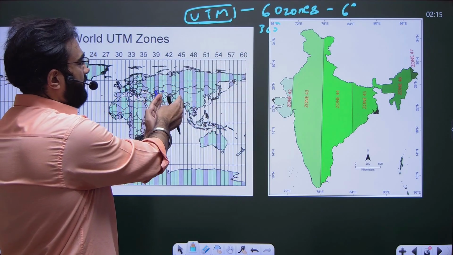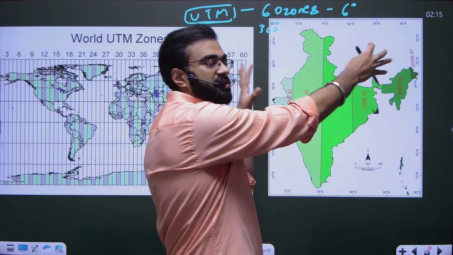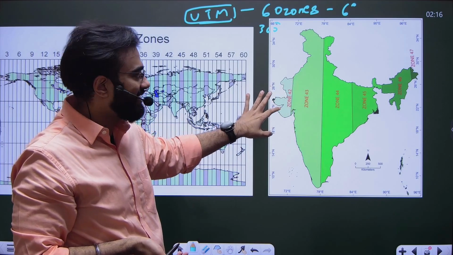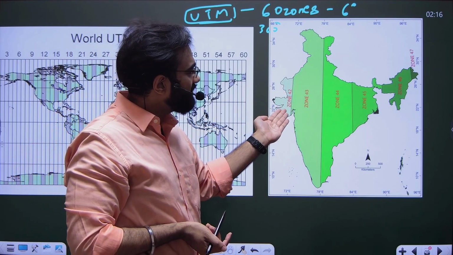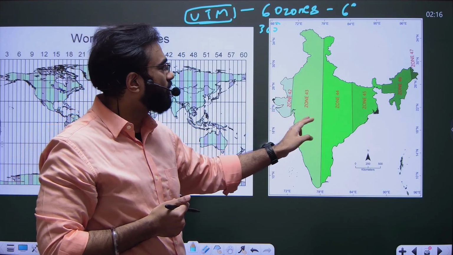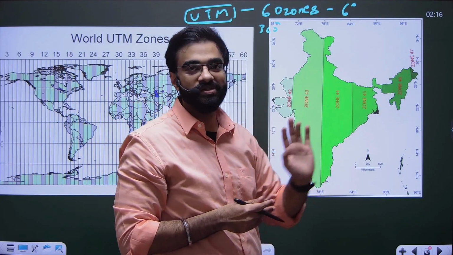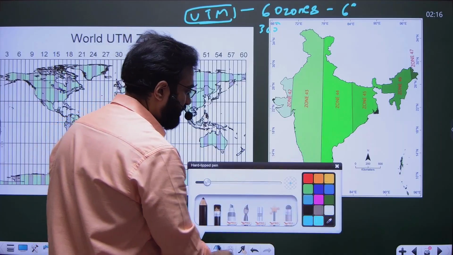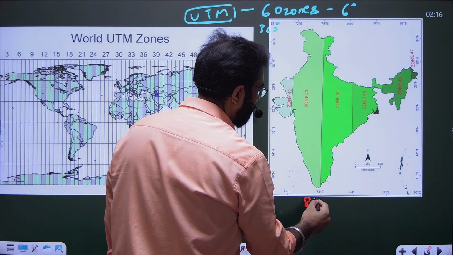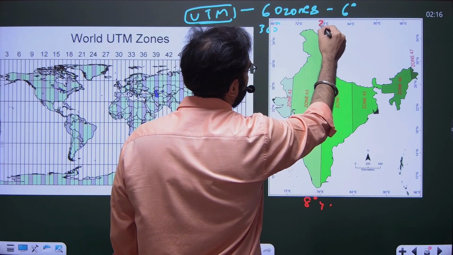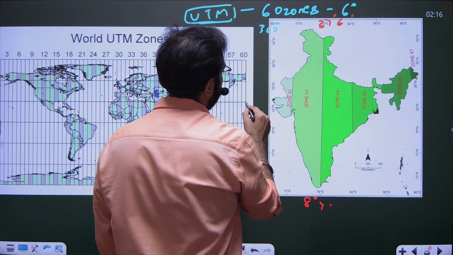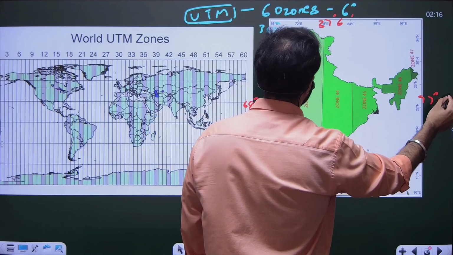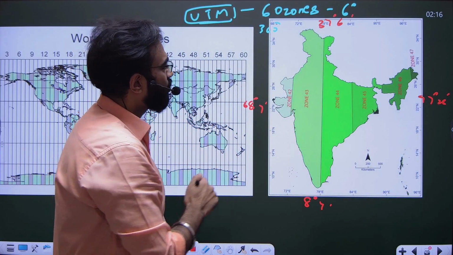Now I have taken a particular segment: our nation, India, which we usually study when it comes to geospatial analysis. Here you can see the UTM zones clearly: 42, 43, 44, 45, 46 and 47. You already know the extent, I hope you remember. It goes from 8 degrees 4 minutes to 37 degrees 6 minutes, and from 68 degrees 7 minutes to 97 degrees 25 minutes.